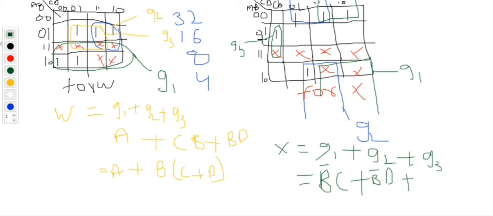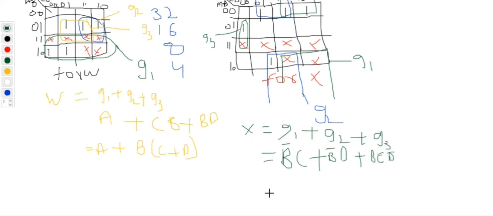Next, when we check group G3, we have 0 0 on the top, so we write, in the same way, C complement plus D complement. Next, 0 1 and 1 1 on the left side, so we get 1 as common, that means B. Now we can write B complement C plus B complement D as, if we take B complement common, B complement into C plus D.